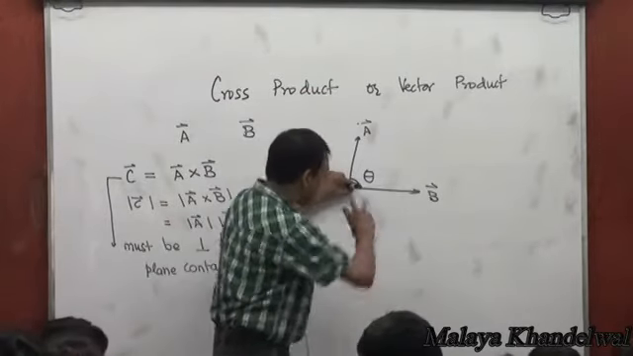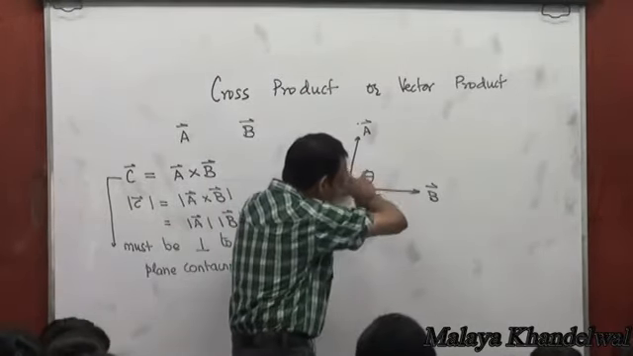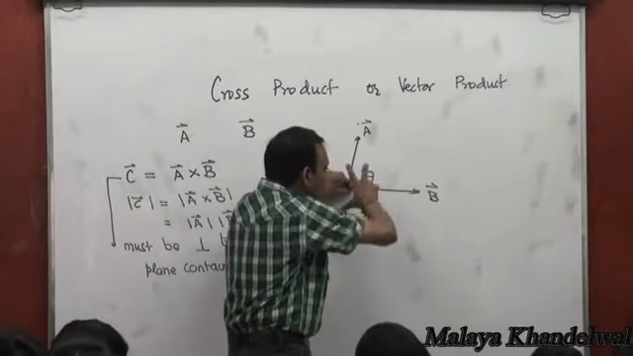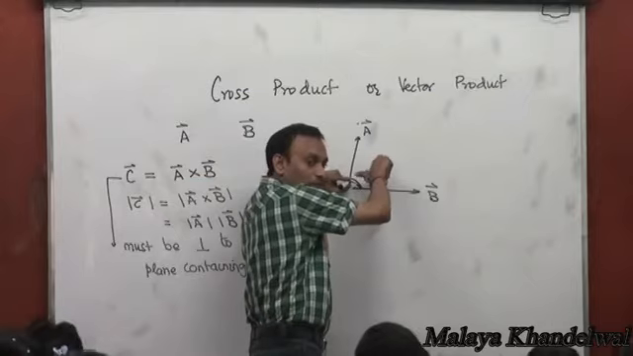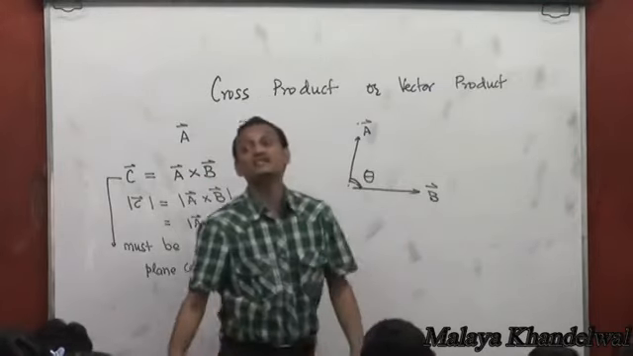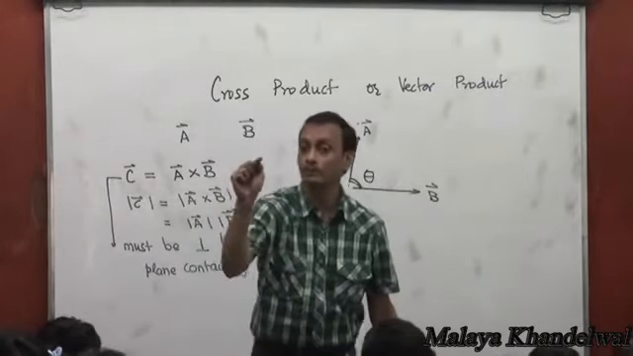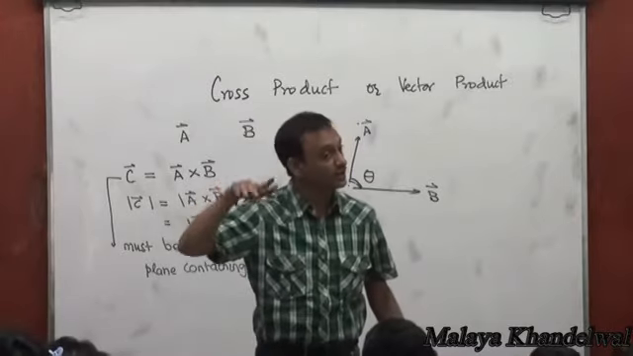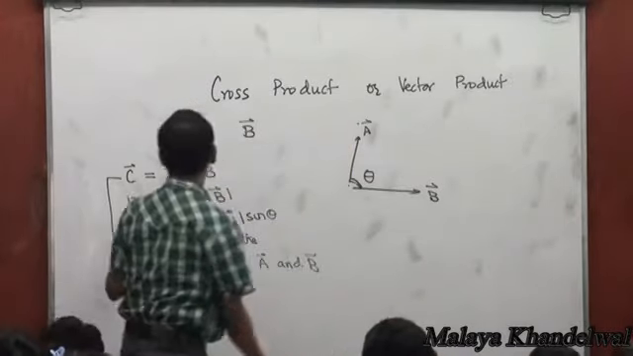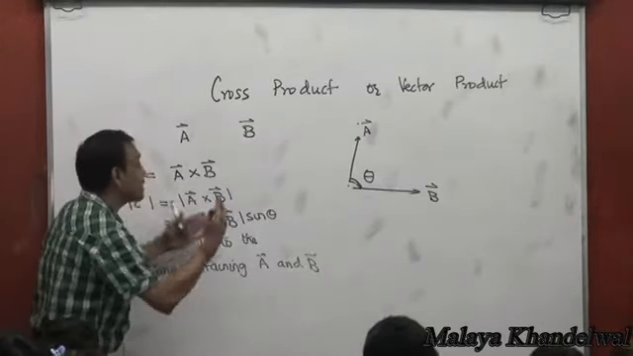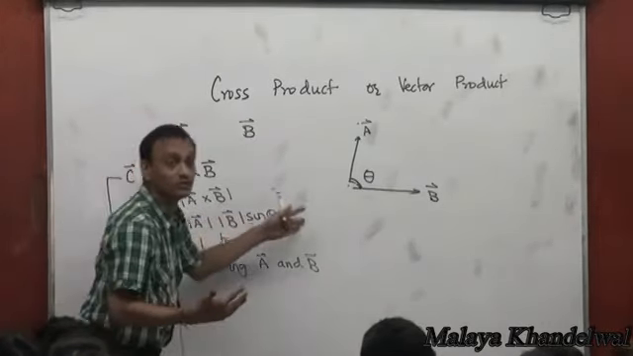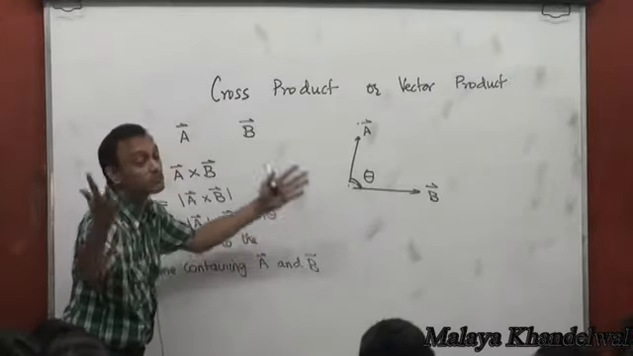In this case, if I hold the head and rotate the screw from A to B, it will go into the plane of the board. Yes or no? That means in this case, the direction of C is into the plane of the board. The magnitude of C is magnitude of A into magnitude of B into sine of the angle between A and B.